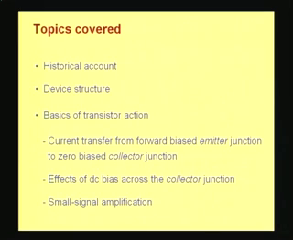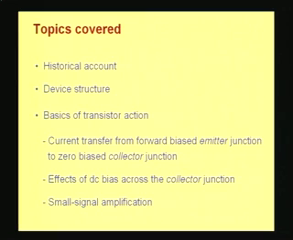Then we will discuss the basics of transistor action. In this, first we will consider the current transfer from a forward biased emitter junction to a zero biased collector junction. So these two junctions are in close proximity. One of them is forward biased and the other is zero biased. There is no bias across the other junction. Then how is the current transferred from the forward biased to the zero biased junction? Then we will discuss the effects of DC bias across the collector junction. If you change the collector junction from zero bias to DC bias, what happens?